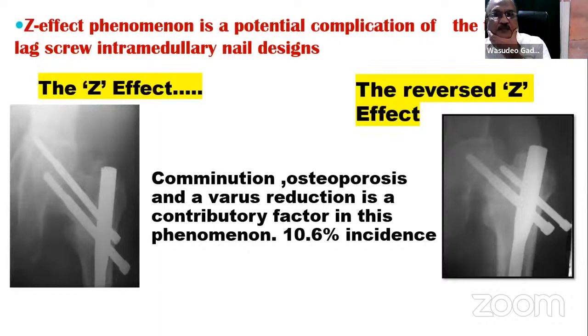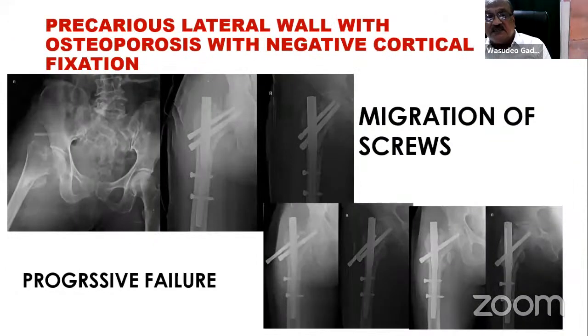So Z effect phenomenon is a potential complication of the two lag screw system and comminution. Osteoporosis and poor reduction are contributing factors in this phenomenon, and the incidence is about 10.6%. And this is the precarious lateral wall, with no cortical support. There is a gap, destruction, migration of the screw, and progressive failure. So these are all types of complications that occur.